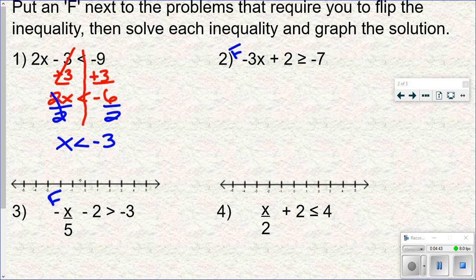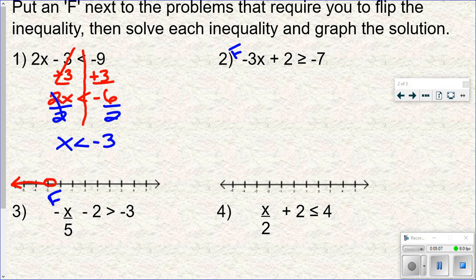So again, if you're not familiar with graphing these, go back and look at my lesson on that. And so this is not or equal to, so it's an open circle at -3. X is the values that are less than -3, so that's to the left. So x can be any of these values to the left of -3.